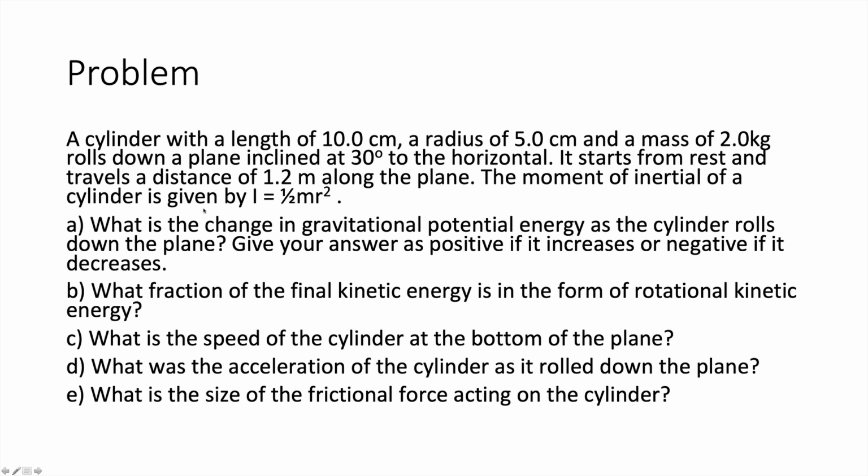The moment of inertia of the cylinder is given by I is equal to half mr squared. Part A, what is the change in gravitational potential energy as the cylinder rolls down the plane? Give your answer as positive if it increases, or negative if it decreases. Part B, what fraction of the final kinetic energy is in the form of rotational kinetic energy?